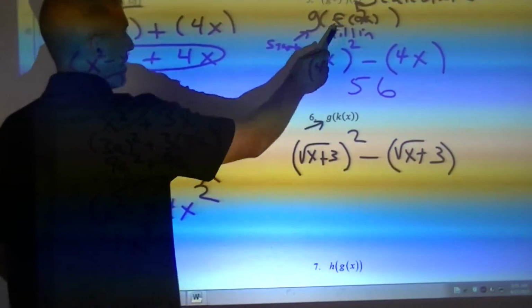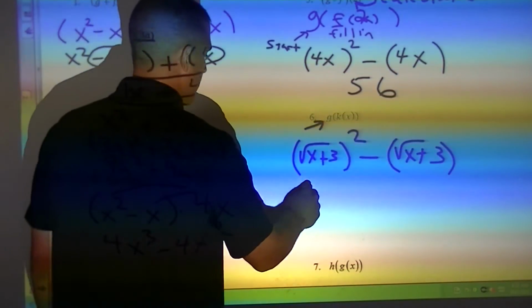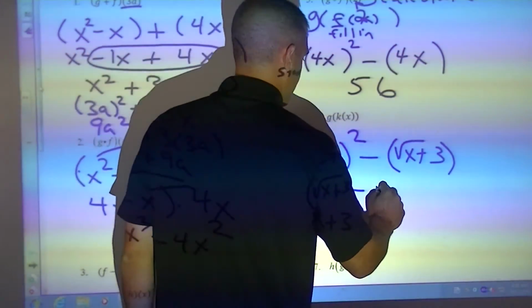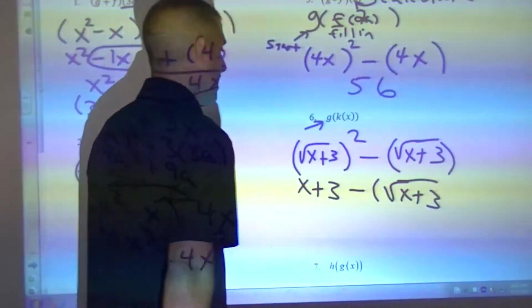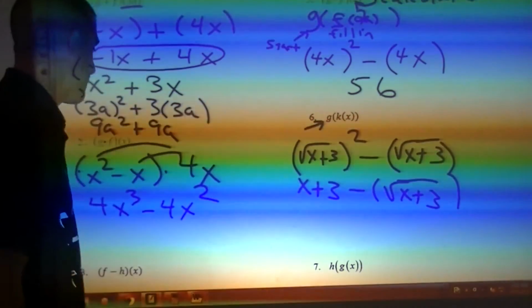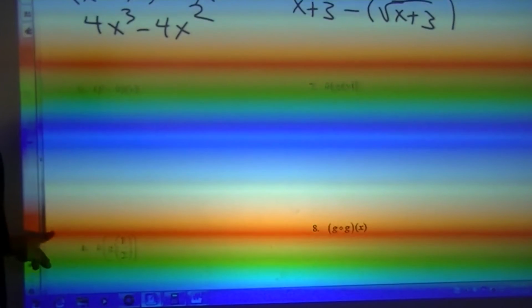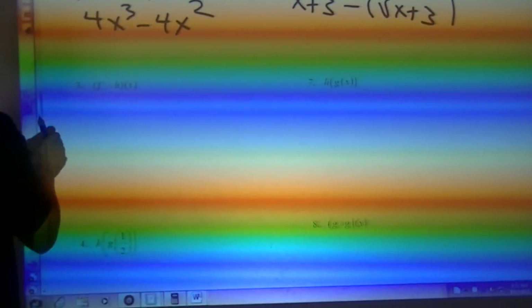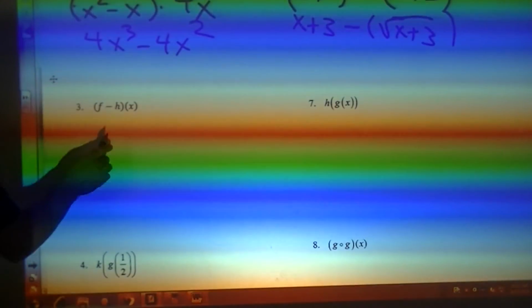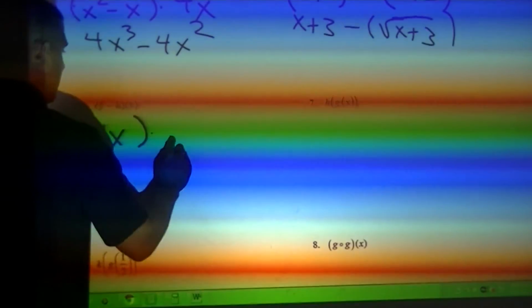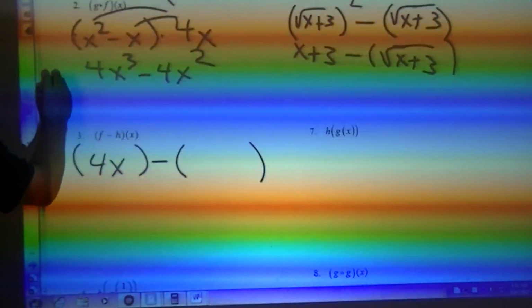Now, the difference here is that there's just an x, so I'm going to perform the operations. Squaring a square root gets rid of that, and this is just going to be left as this. I cannot combine these because that's underneath there. All right, moving on. F minus h. What that means is I'm going to start with the F function, which is 4x. So 4x minus the h function. The h function is 2x minus 1.